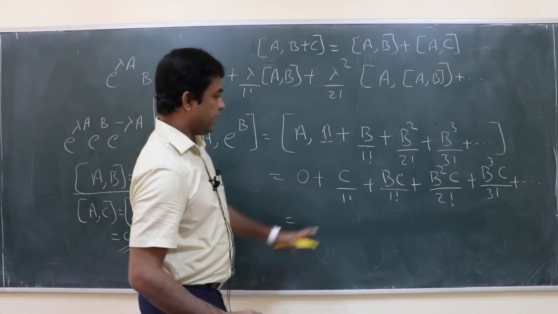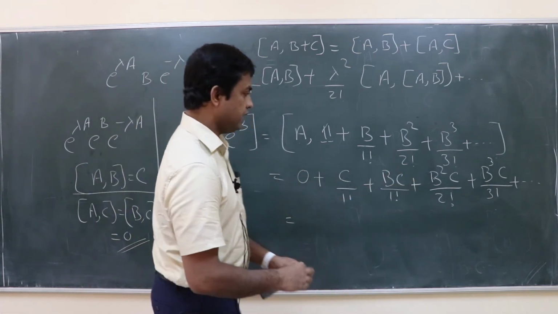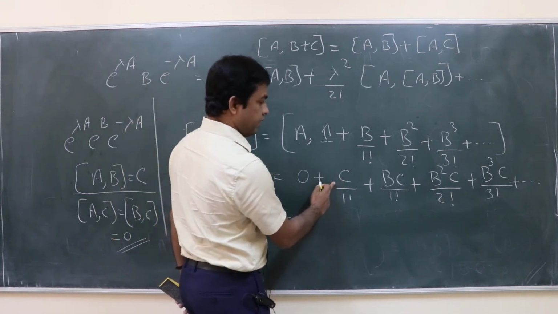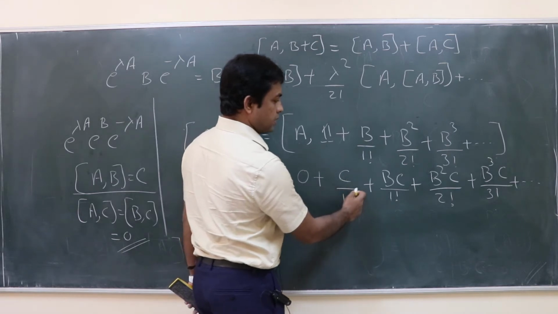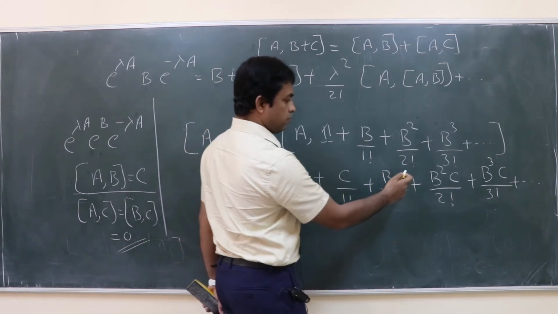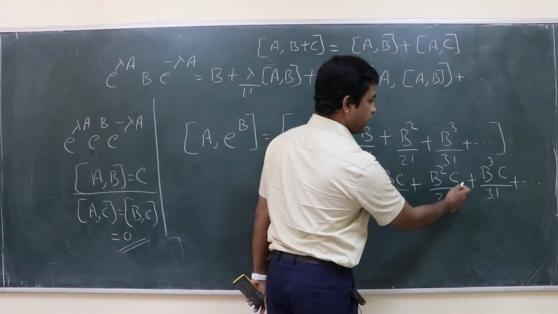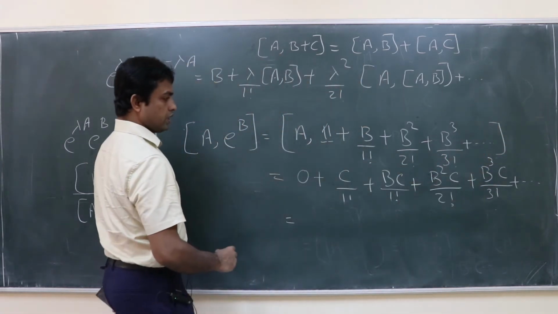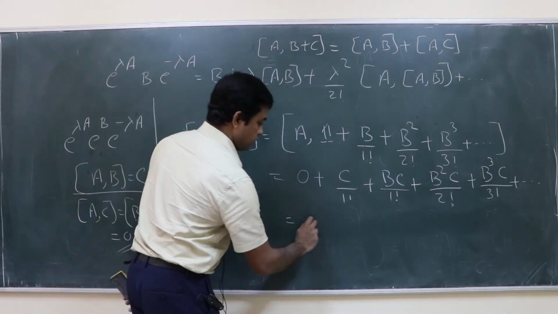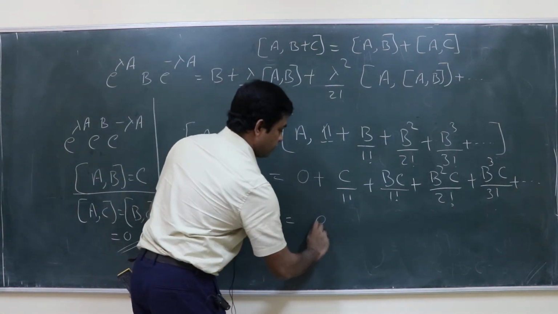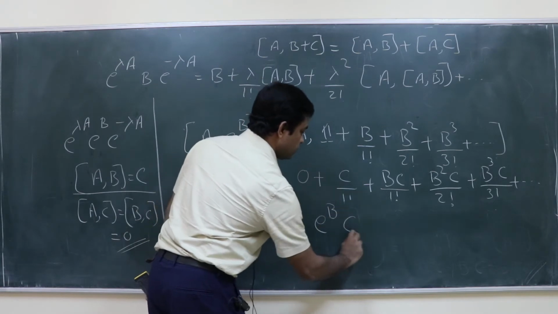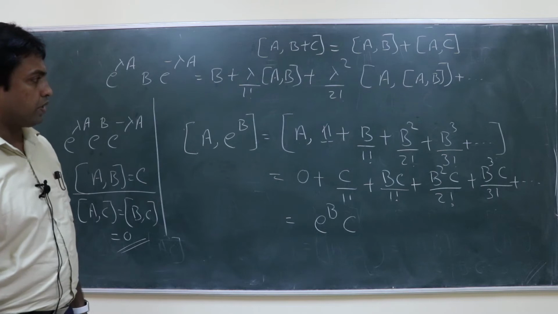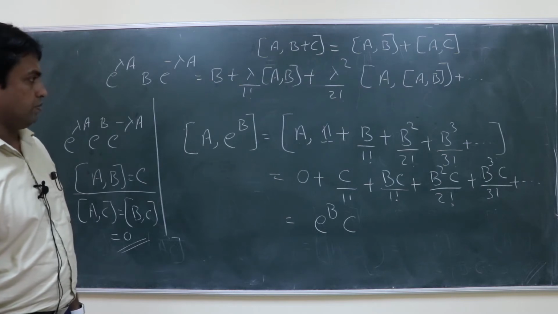So I can take c outside, right? Then the remaining thing will be the identity operator plus b by 1 factorial plus b square by 2 factorial plus b cube by 3 factorial plus etc. So what will you get? We will get e to the power b, e to the power b into c, right? e to the power b into c.